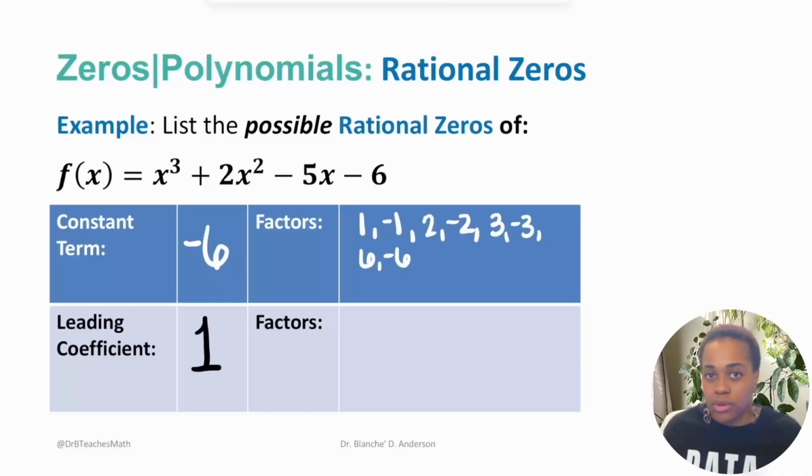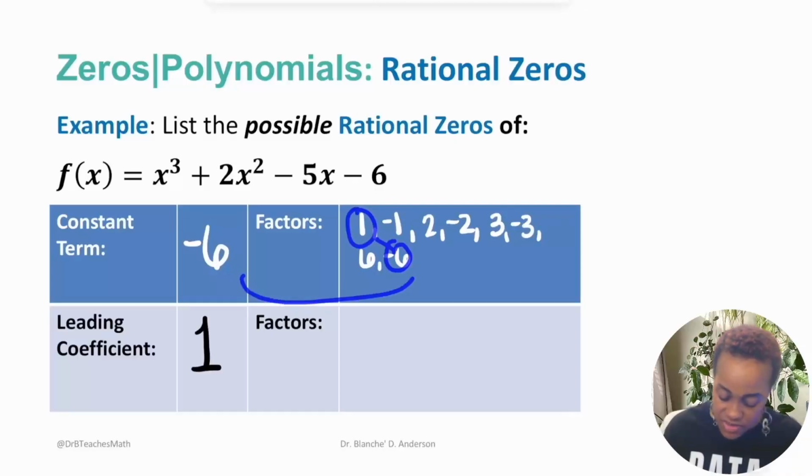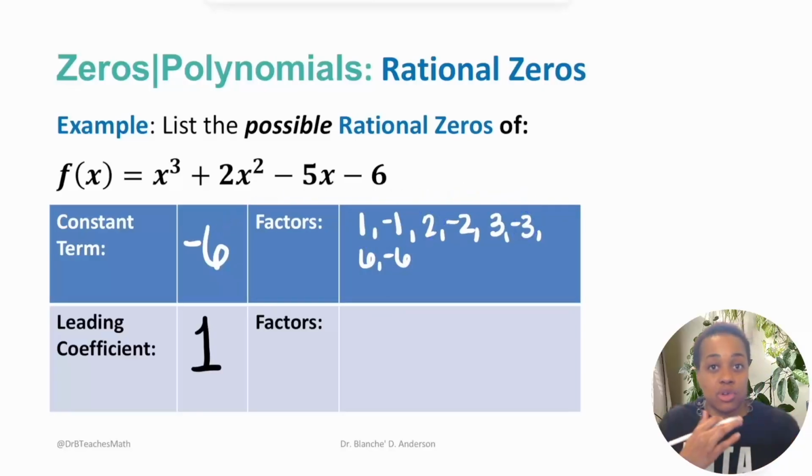And you're probably like, well, Dr. B, why is it all of those? It is all of these because you can have positive and negative that will give you negative. For example, 1 times -6 gives me -6. -2 times +3 gives me -6. -1 times 6 gives -6. Or -3 times +2 gives me -6, see what I'm saying? So it's really all of them.